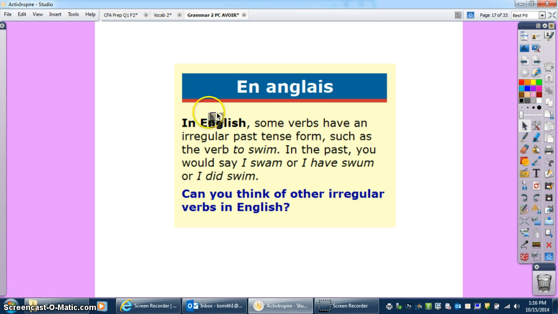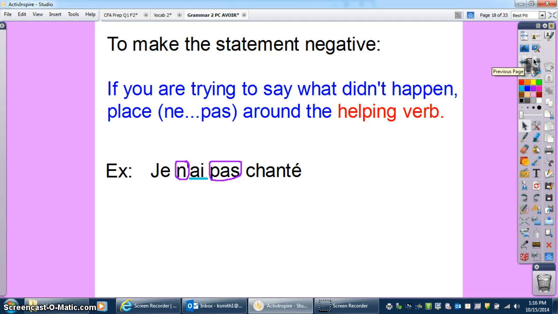So in English, some verbs have an irregular past tense form as well, such as swim. So in the present, you would say swim. In the past, you would say I swam, or have swum, or I did swim. So it's the same kind of thing with French. Sometimes there are the irregulars. So finally, to make the statement negative, so if you're trying to say what didn't happen, you put your ne and pas around the helping verb. So je n'ai pas chanté, I did not sing.